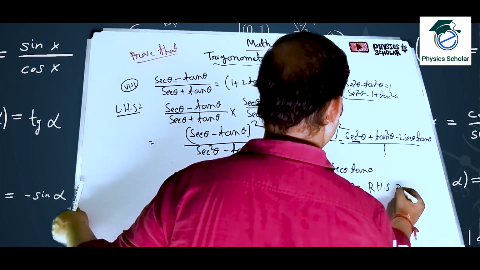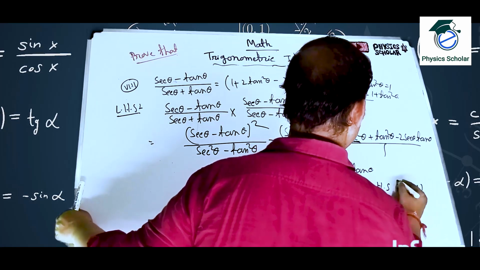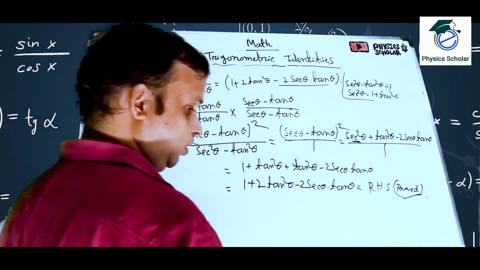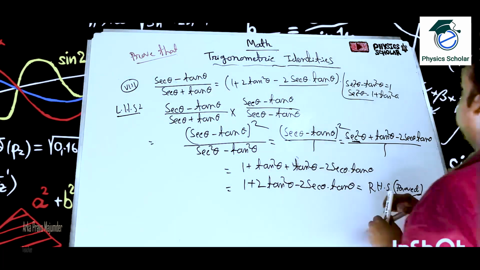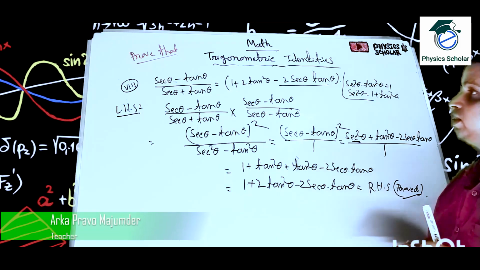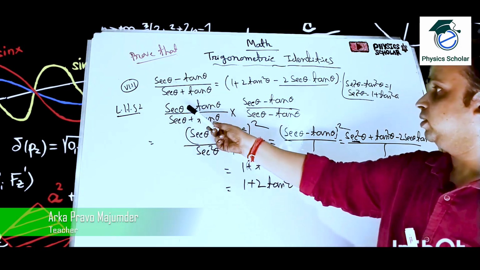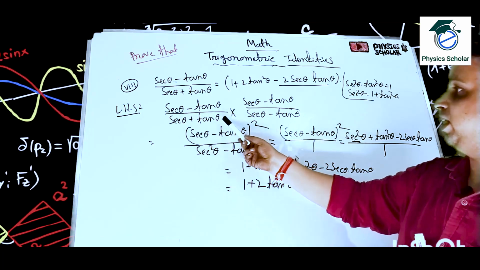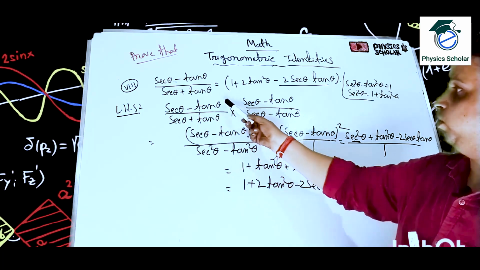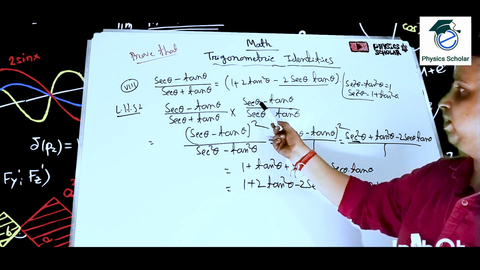RHS. Proved. Clear? So this is the sum. So students, hope you have understood this. Now let us explain it once again. So sec theta means what? Sec theta minus tan theta by sec theta plus tan theta. So we are multiplying both numerator and denominator by the same thing, sec theta minus tan theta.